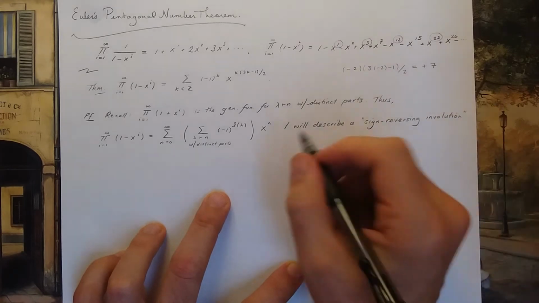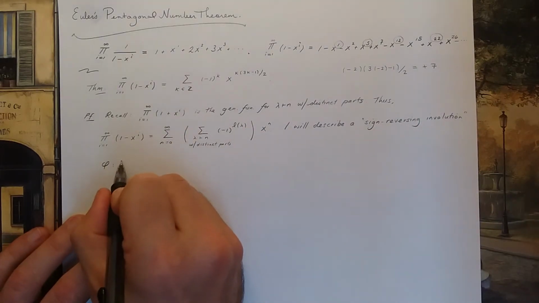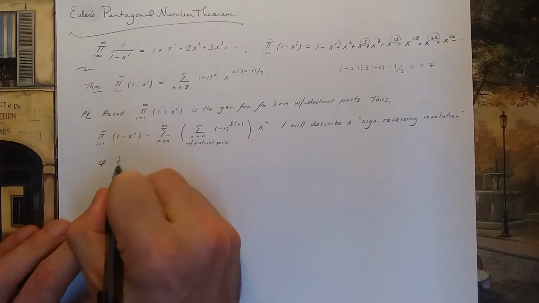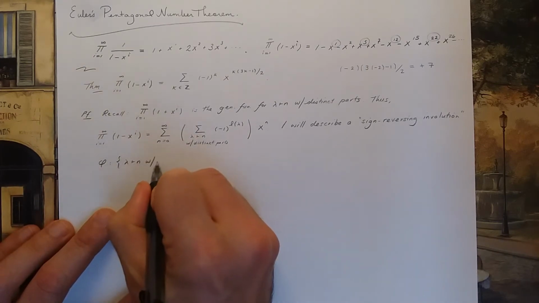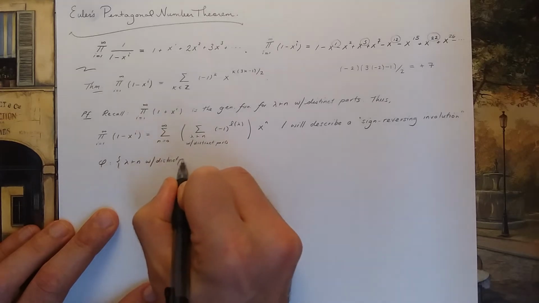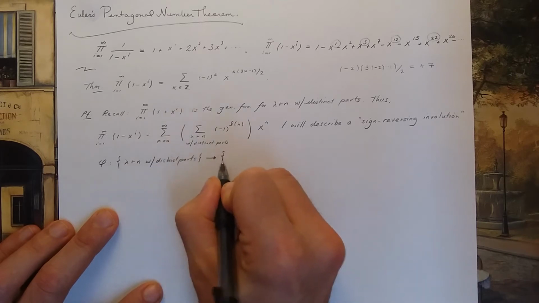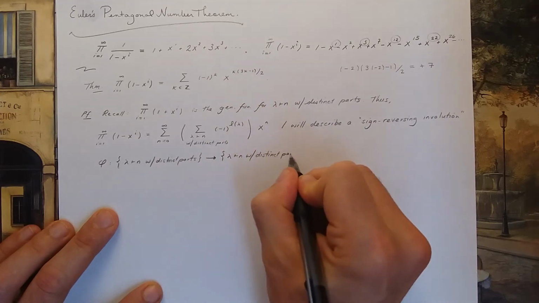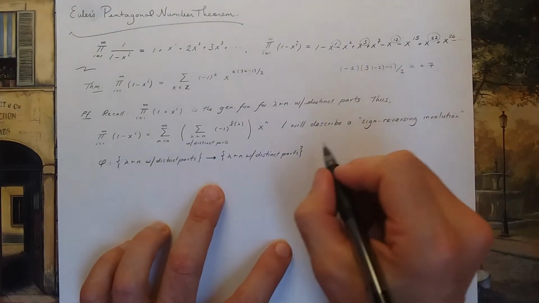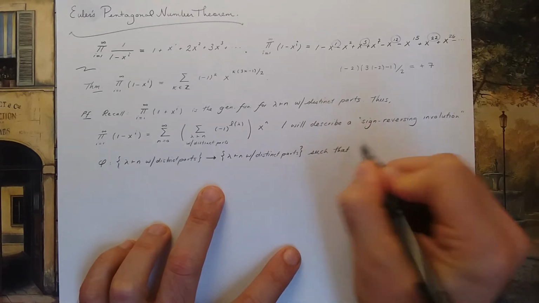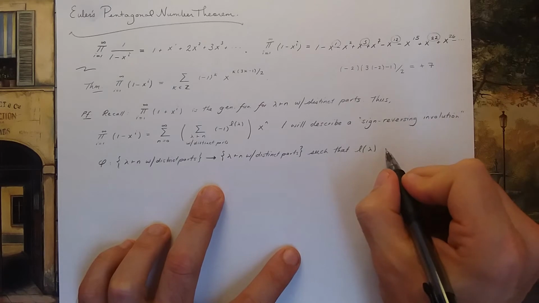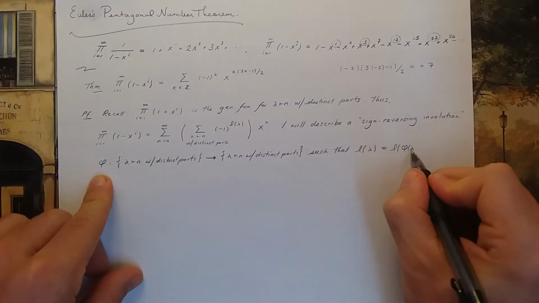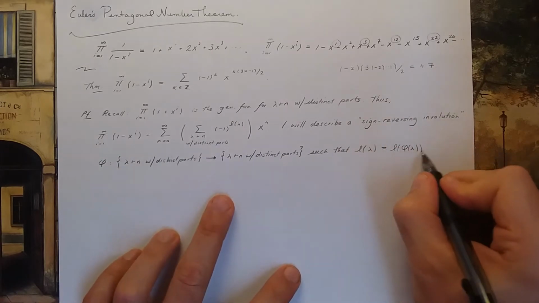A sign reversing involution, let's call it phi, that goes from the set of all integer partitions lambda of n with distinct parts, back to the set of all integer partitions lambda of n with distinct parts, such that the length of lambda will be the length of the output after I apply this function, plus or minus 1.